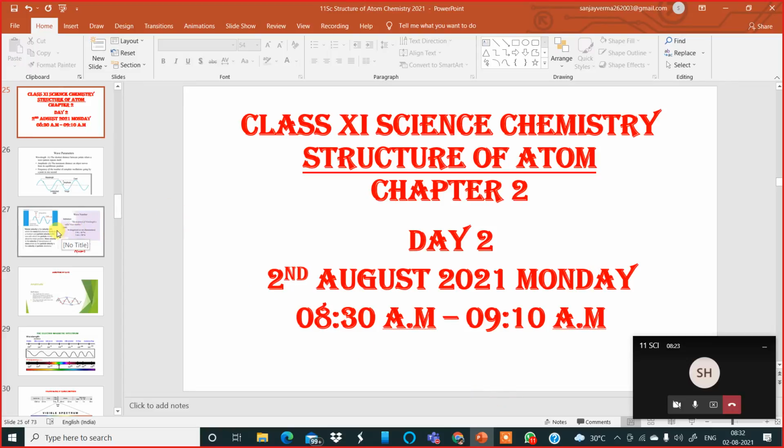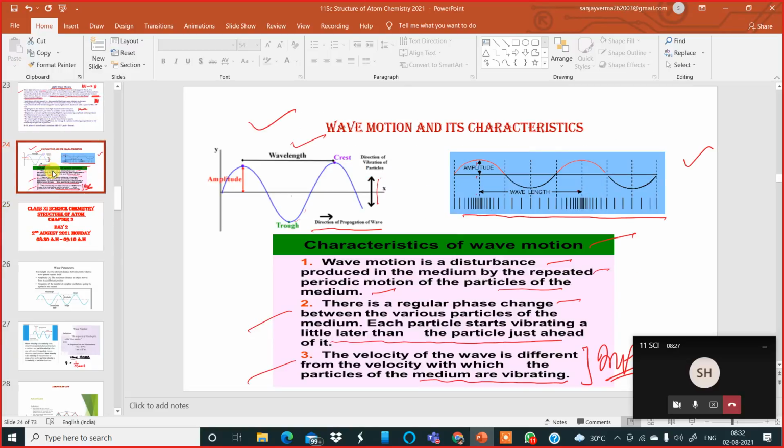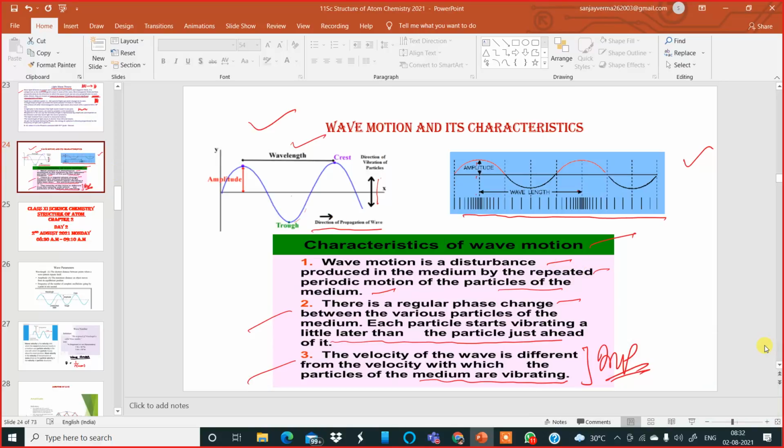Now, in my last class, I had introduced to you wave motion and its characteristics. I had discussed 3 points. Wave motion is nothing but a disturbance produced in the medium by the repeated periodic motion of the particles of the medium. Number 2, there is a regular phase change between the various particles of the medium. Each particle starts vibrating a little more than the particle just ahead of it.